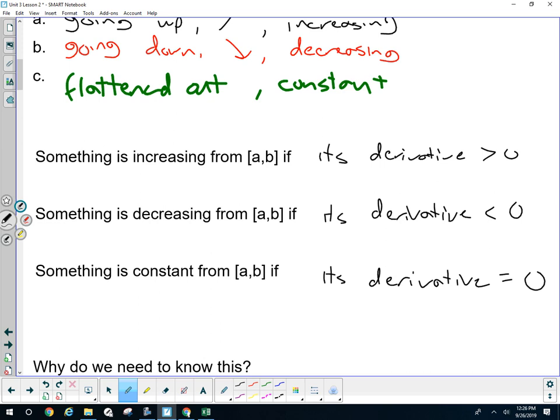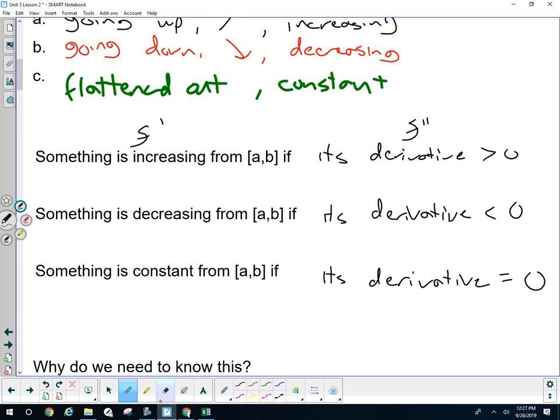Now notice I did not say f. f is increasing if f prime is positive. That's true. I don't start with f because I want us to be ready to be talking about other things besides f. I might give you a function v. Well, you're going to look at v prime. I might give you f prime and ask you when is f prime's values increasing. You would look at f double prime.